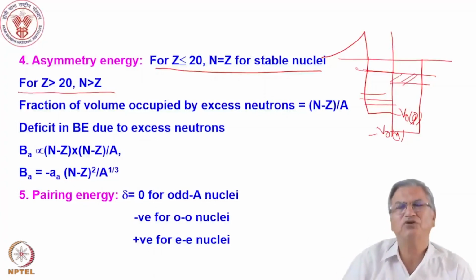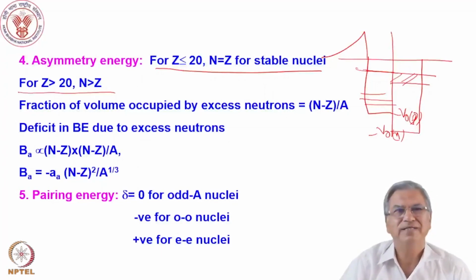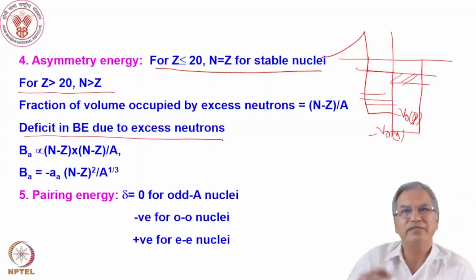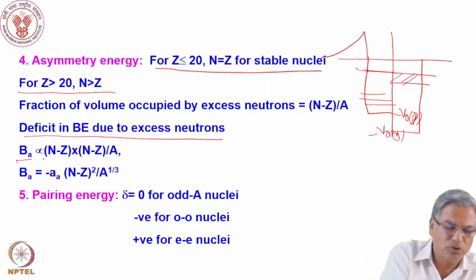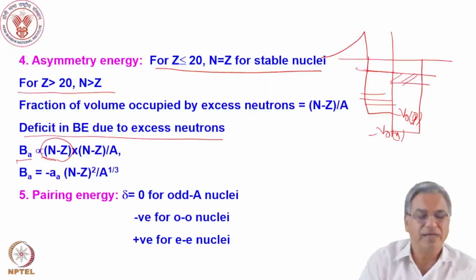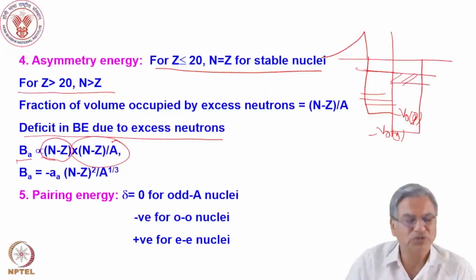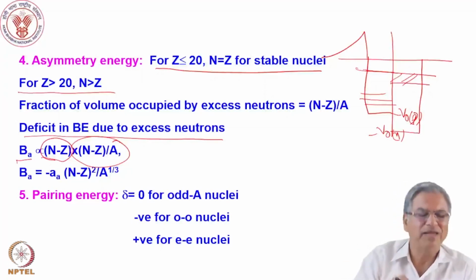So there will be some fraction of neutrons which will have higher kinetic energy than protons, and hence lesser binding energy than the other nucleons. That is the deficit in binding energy due to the asymmetry of neutrons over the protons. Now how to calculate this term? The asymmetry energy is proportional to the excess neutrons N minus Z, into the fraction of the volume occupied by the excess neutrons, that is N minus Z upon A.